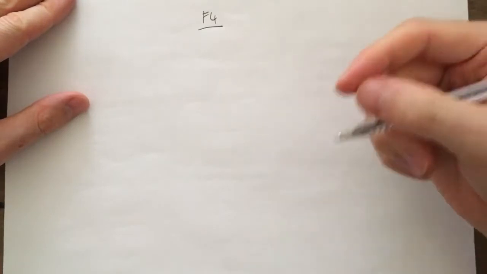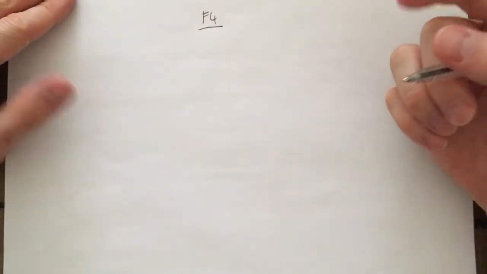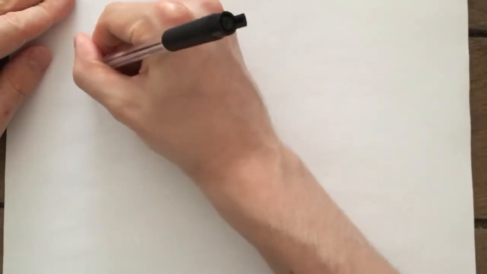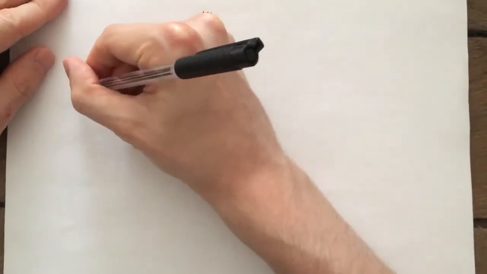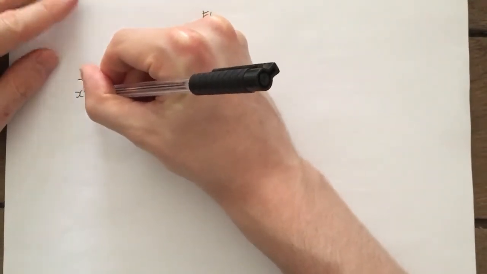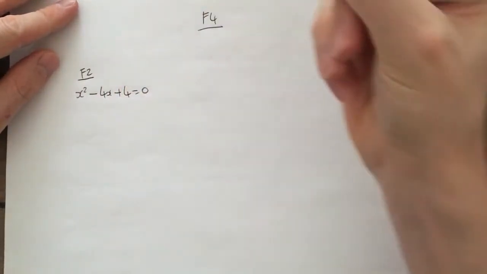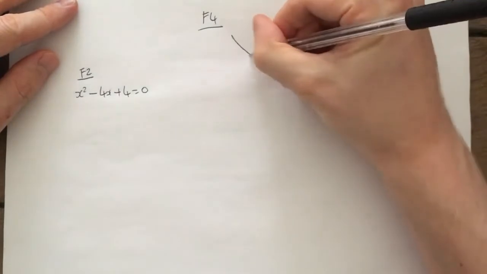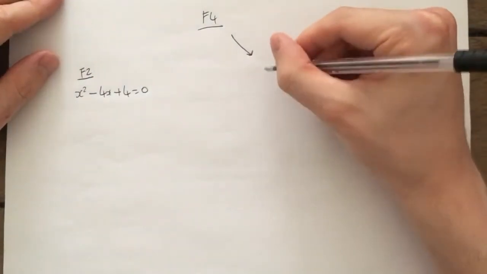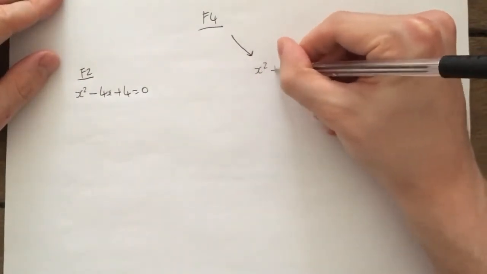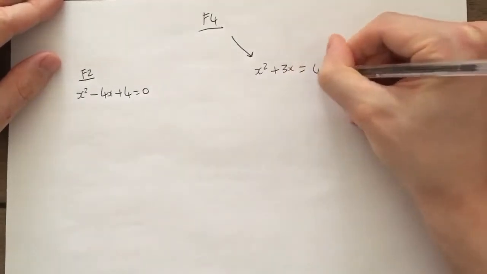Alright guys, this video is just going to be on F4, only F4. Now to introduce the idea of F4, I am going to remind you of what, for example, F2 looked like. An example of F2 was x squared minus 4x plus 4 equals 0. F4 will look a bit more like this: x squared plus 3x equals 40.